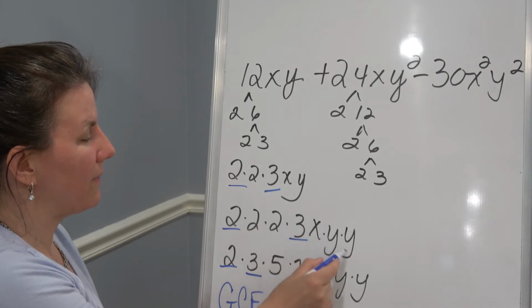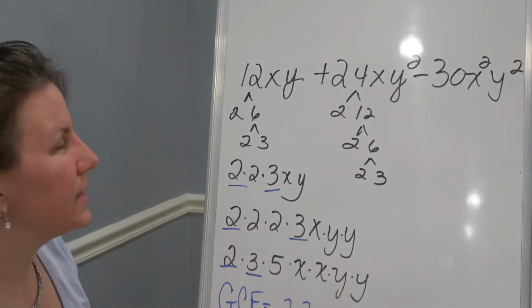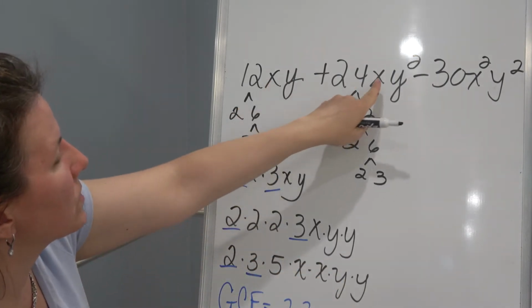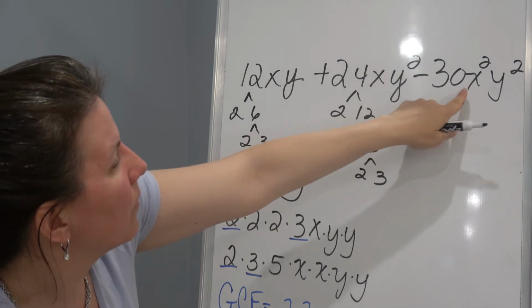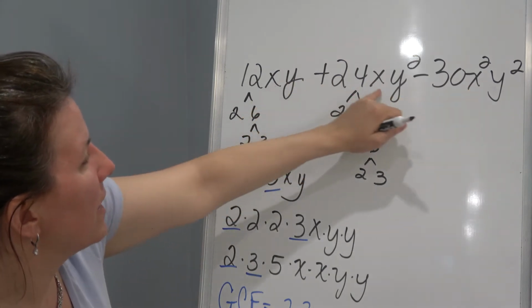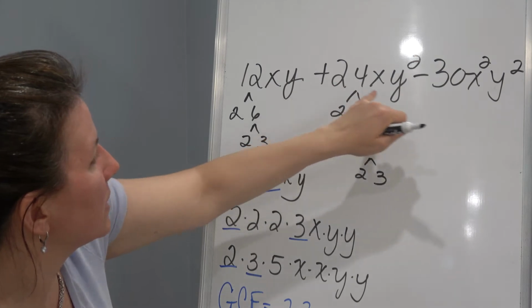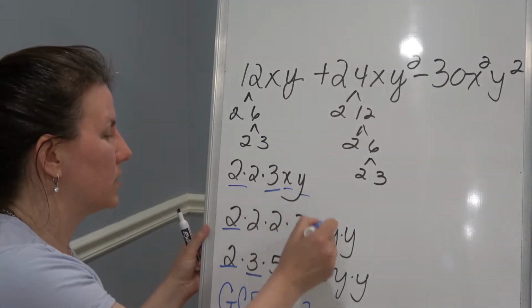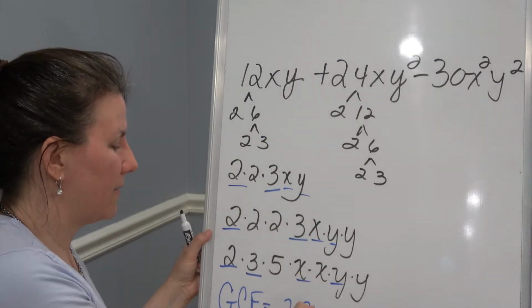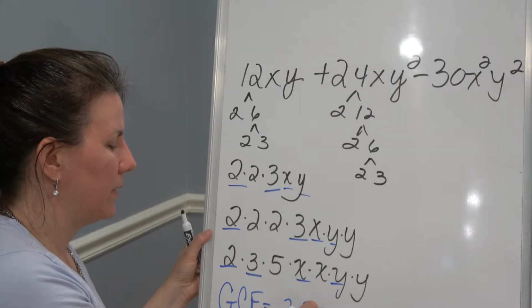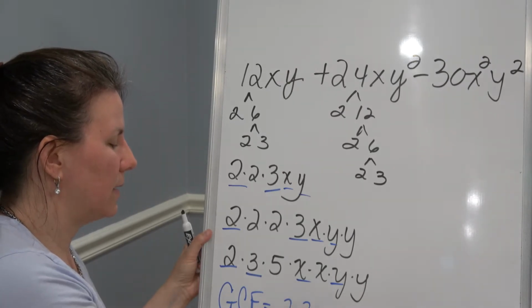And then what do they have in common? Well, for this one, it's just easiest to say, what's the smallest number of x's they have in common? So they each have at least one x, and they each have at least one y. So xy would be what they have in common. Right, so that's 6xy.